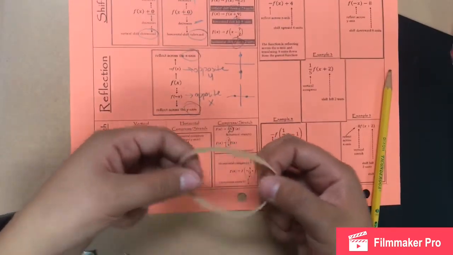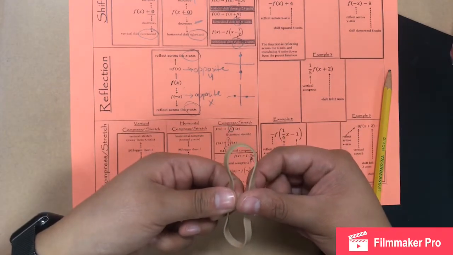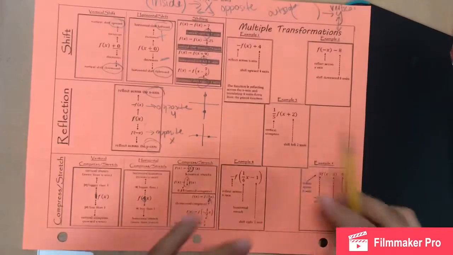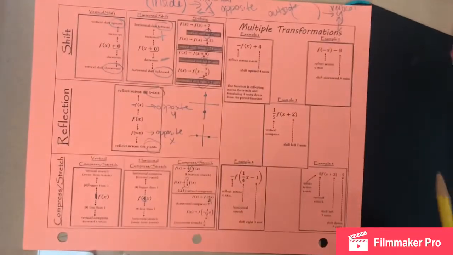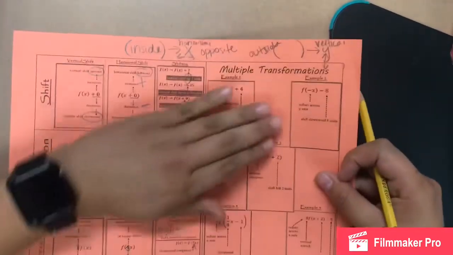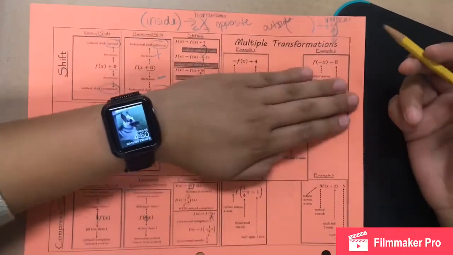Inside the parentheses, if it's bigger than 1, it's compress. Smaller than 1, stretch. Okay? Now we are going to mix them all together. So yes, the answers are already on here, but I want us to read it from left to right. We are going to identify what transformations are in the problem.